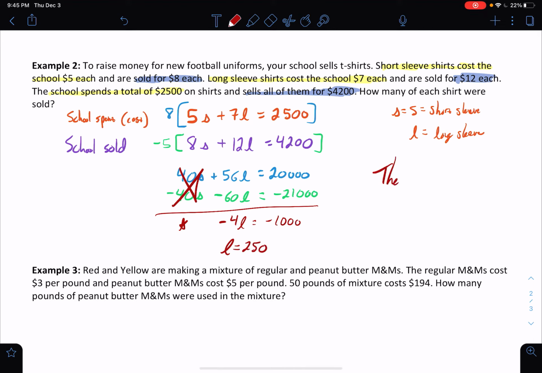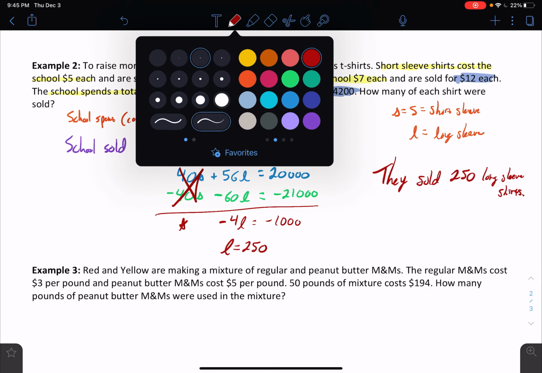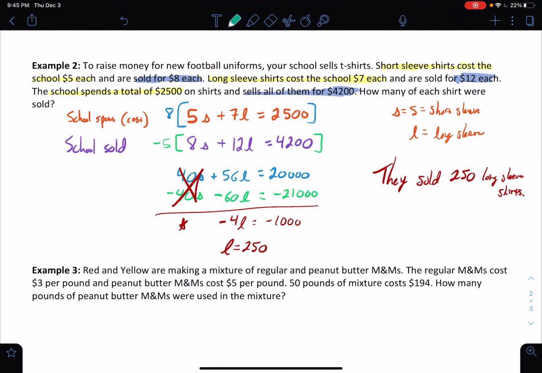So they sold 250 long sleeve shirts. That's how many long sleeves. Now we got to plug it back in to figure out how many short sleeve shirts they sold. So top equation, 5S plus 7, but instead of L, I'm going to plug in 250 equals 2,500. So I got 5S plus 1750 equals 2,500.